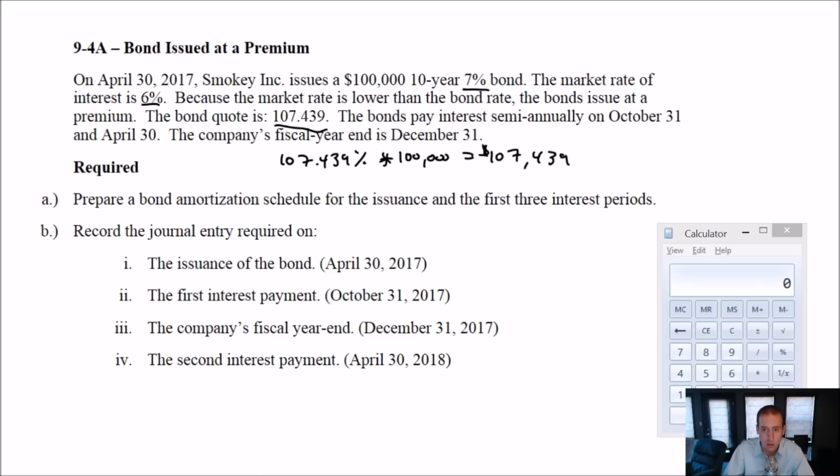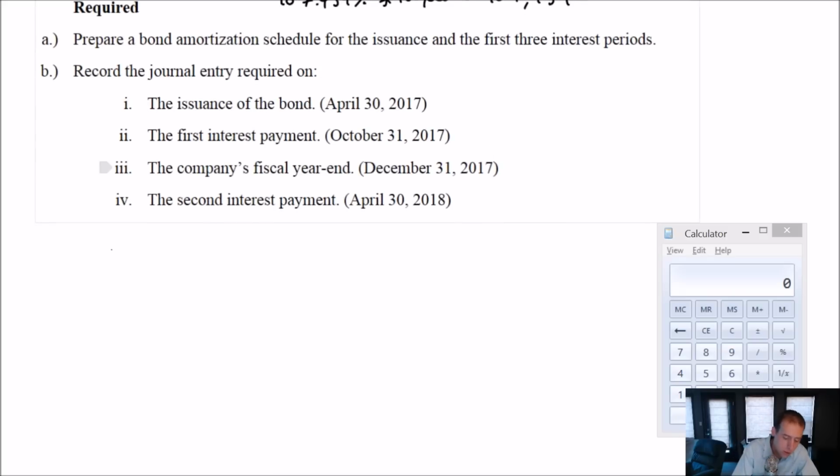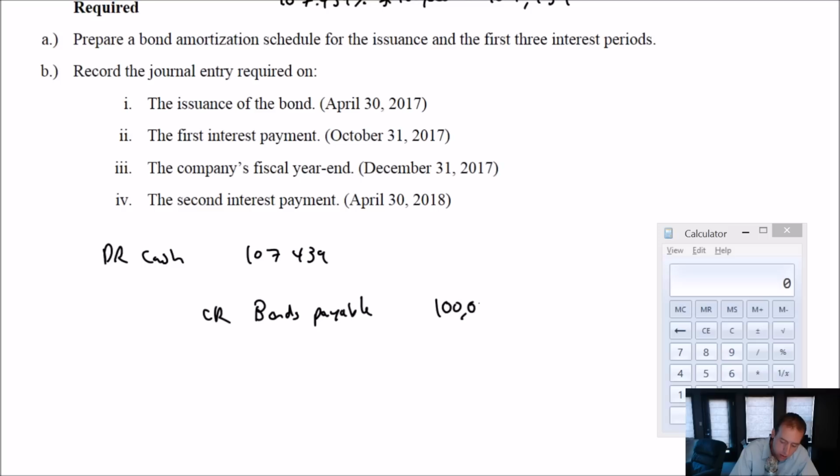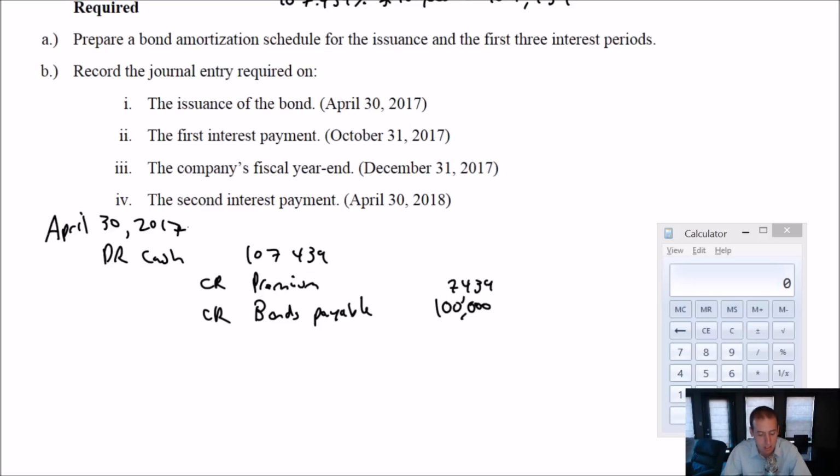And in fact, we can do our first journal entry now. We issued a bond and we got paid 107.439, but in like 10 years or 20 years, I forget how long this bond goes for, we're going to only pay back $100,000. Well, what's the rest of it? The rest of it is our premium, 7,439. This was issued on April 30th, 2017. So we issue this bond and we say, look, we're getting 107 today. We're going to pay back 100.